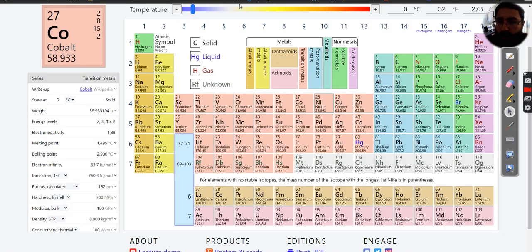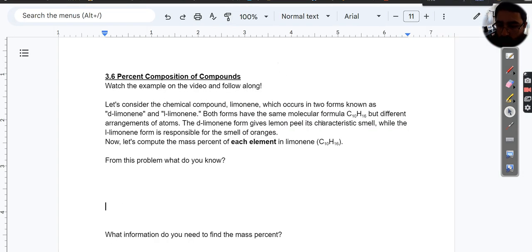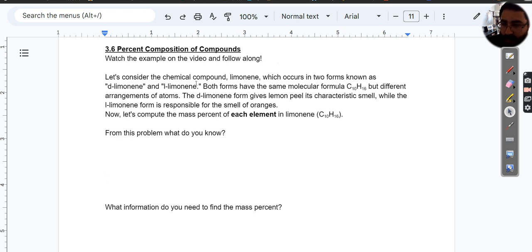But let's take a look at the problem from here. Let's consider the chemical compound limonene, which occurs in 2 forms known as D-limonene and L-limonene. That has to do with mirror images. Don't worry about that, I'll talk about that later.